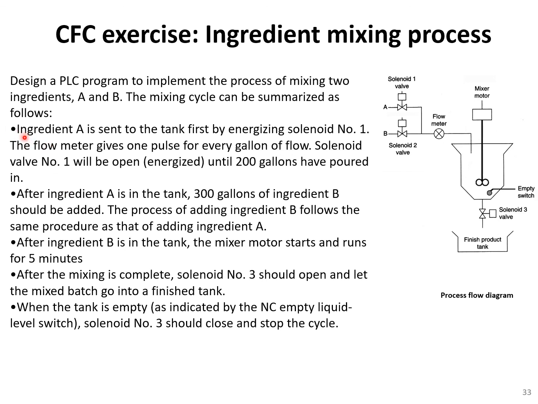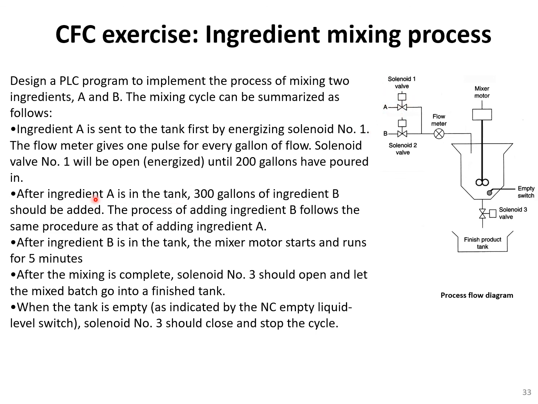Ingredient A is sent to the tank first by energizing solenoid number 1. The flow meter gives 1 pulse for every gallon of flow. So here, this is a flow meter. Okay, so solenoid valve number 1 will open, energized until 200 gallons have poured in. So you need to open this valve until you have 200 gallons of material A.